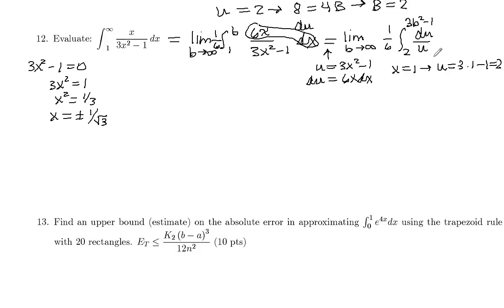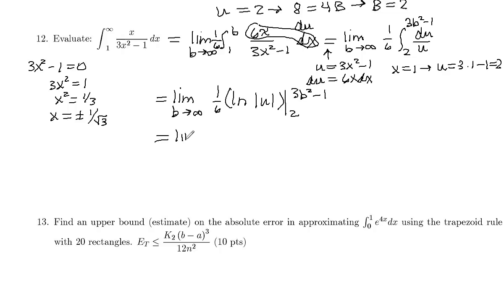But now our integral is a lot easier, okay? Because the integral of 1 over u du is just natural log. So this is now going to be the limit as b goes to infinity. And we've got that 1/6 out in front, don't forget him. And now this is going to be the natural log of the absolute value of u, and that natural log is going to get evaluated from 2 up to 3b squared minus 1. So now we plug in those two guys and subtract.